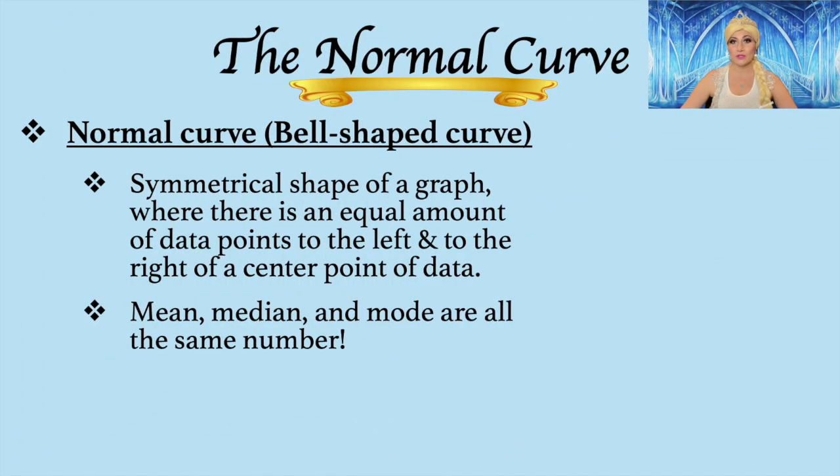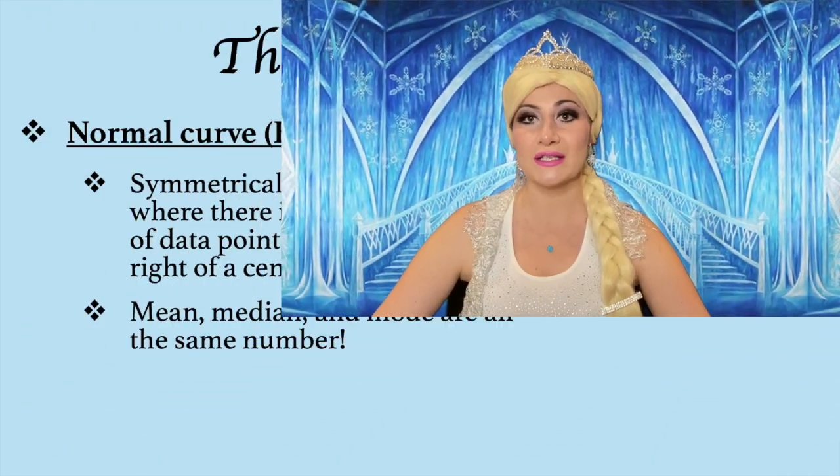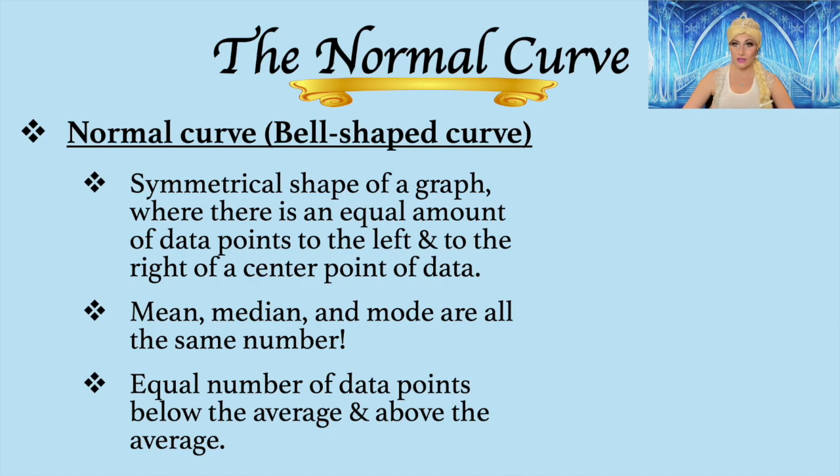So in the normal curve, the mean, the average, the median, the midpoint of all your data points, and the mode, the score that occurs the most, are all the same number. So we know that there is an equal number of data points below the average or the mean, as well as above the average. So these are special characteristics that are relative only to the normal curve.